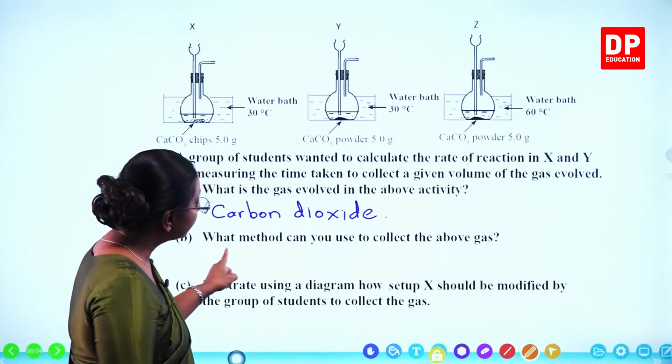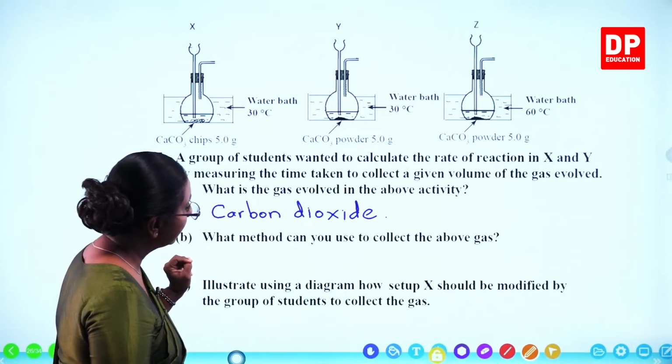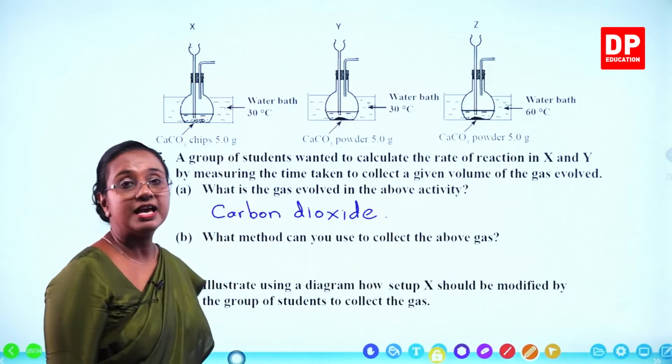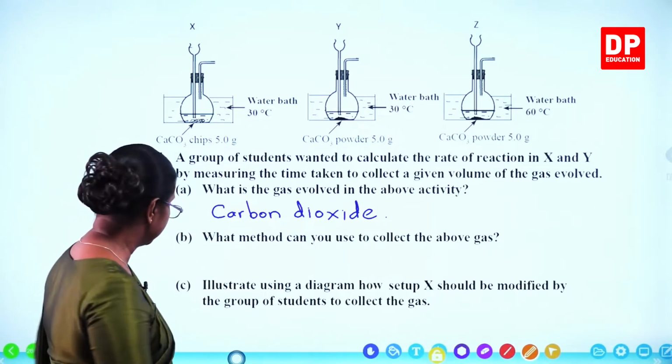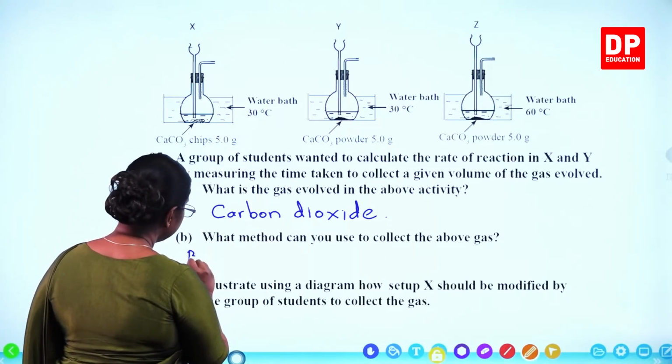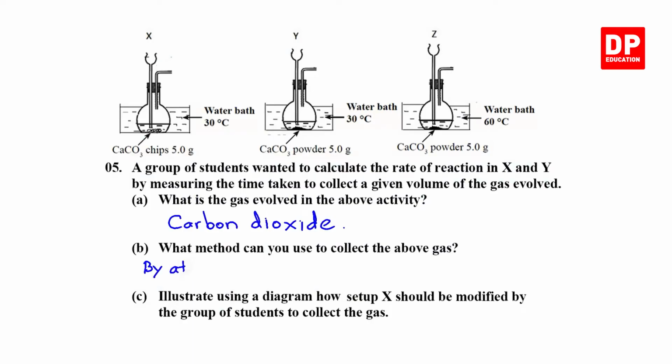But here, what method can you use to collect the above gas? Here we can say by attaching a syringe with a piston.